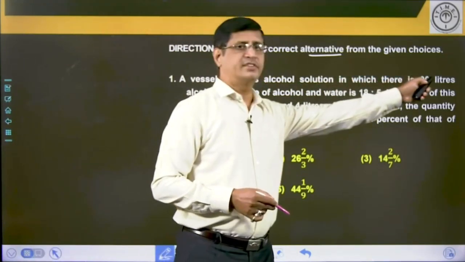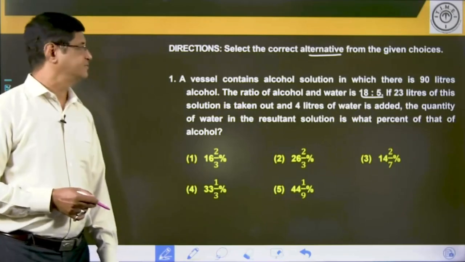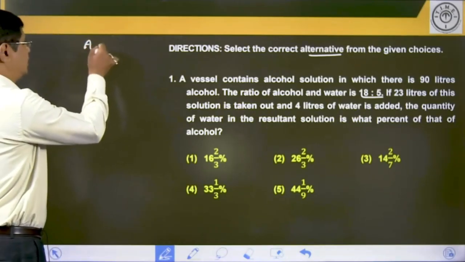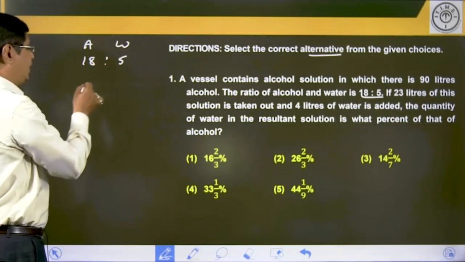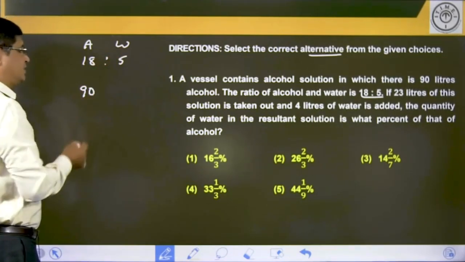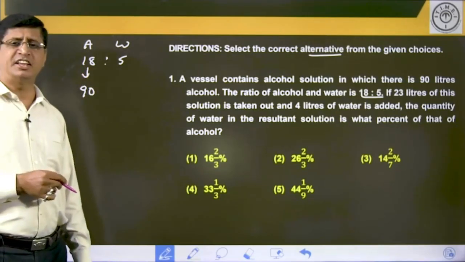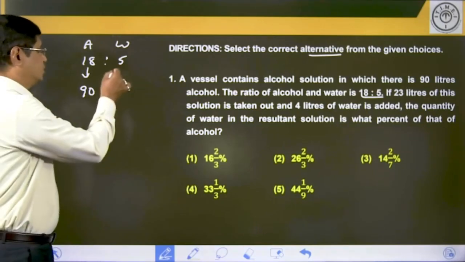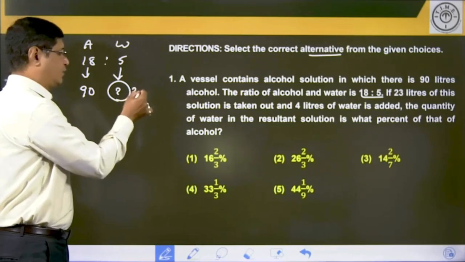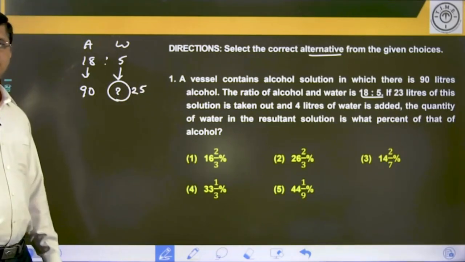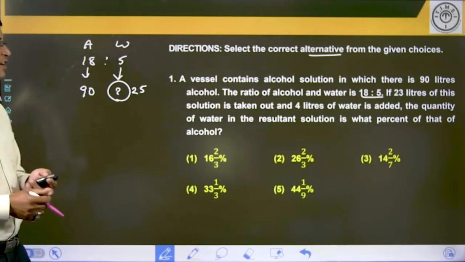Total alcohol content is 90, which means 18 parts is equal to 90. 18 parts is equal to 90 means 1 part is equal to 90 by 18, that is 5. So 5 parts is equal to 5 into 5, that is 25 liters. When 18 parts is equal to 90, 5 parts is equal to 25 liters.